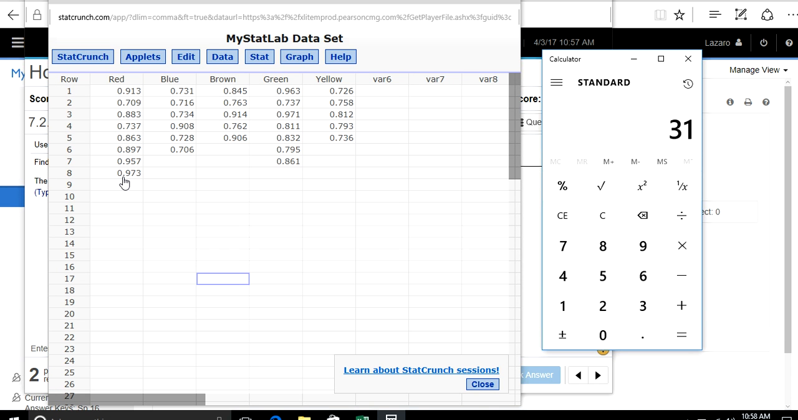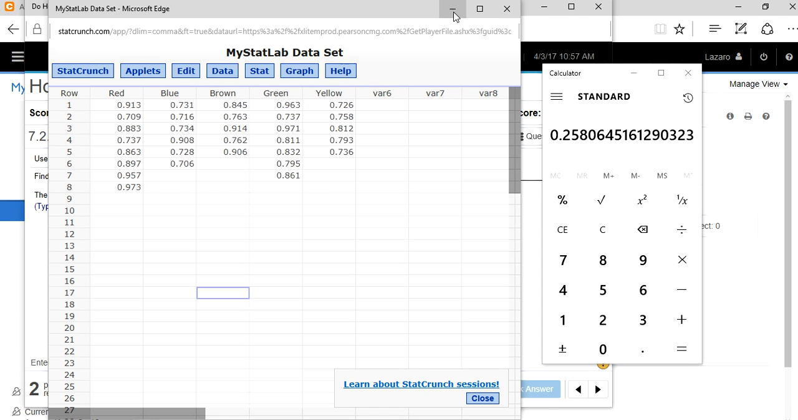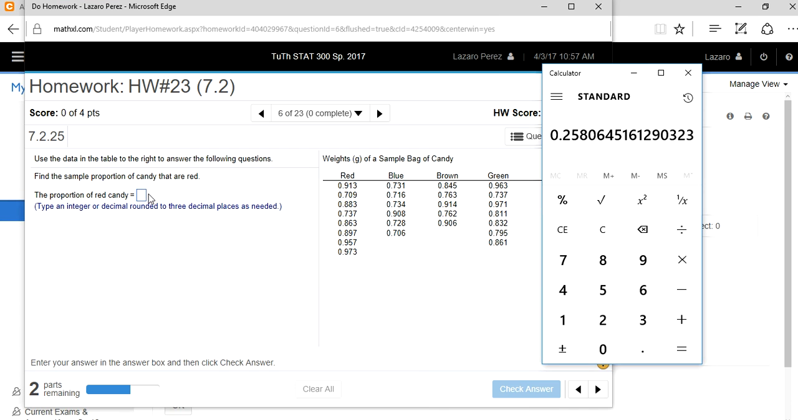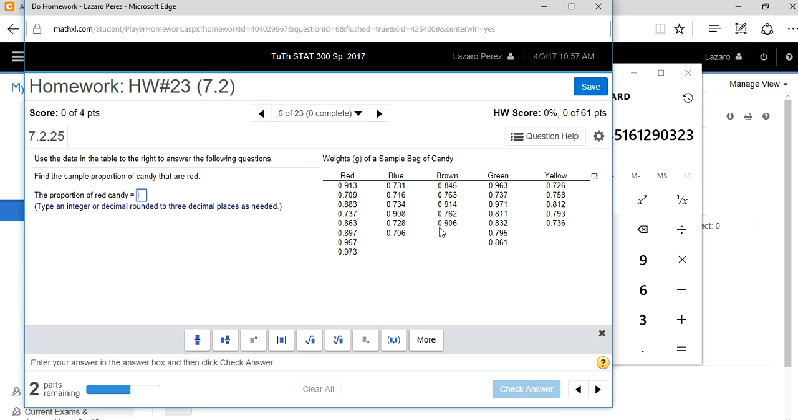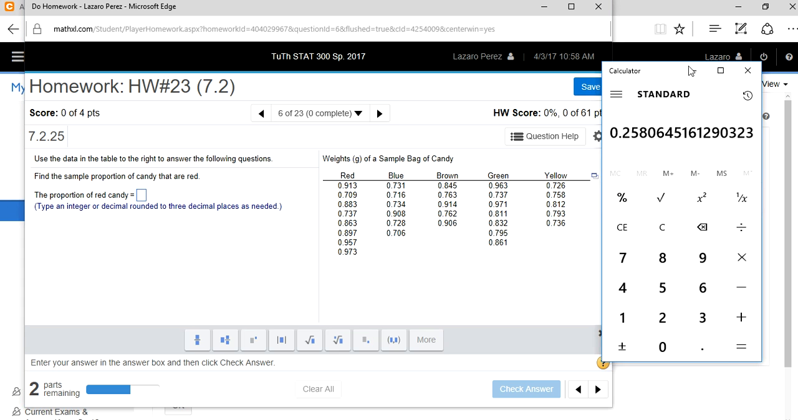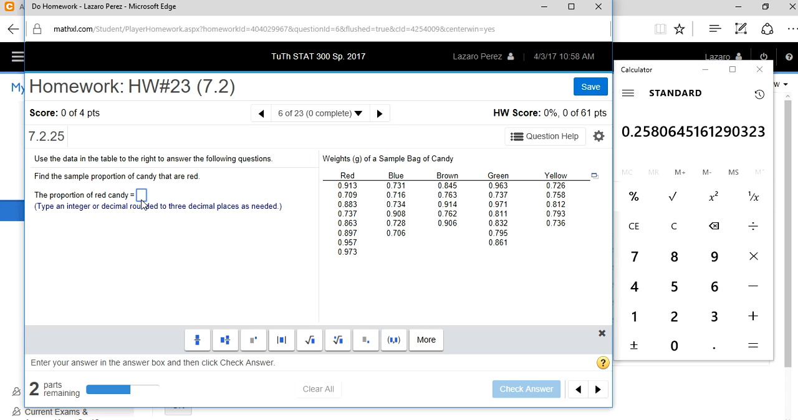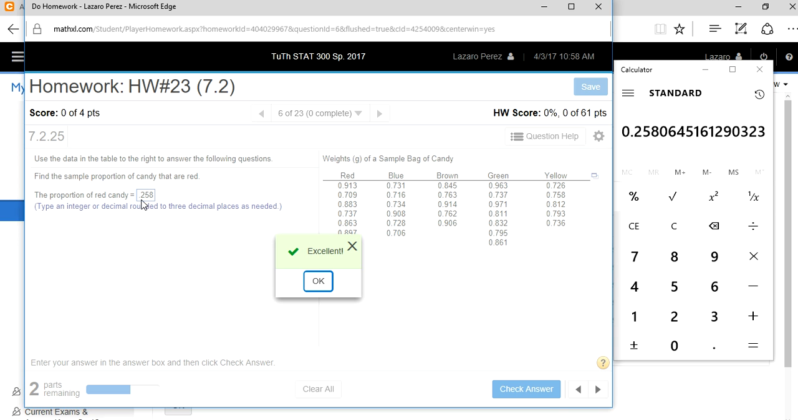So the amount of red candies divided by the total candies. So 8 divided by 31. So 8 divided by, just click it right here. All right, so that will be our proportion of red candy. So let's go and put that in. They said 3 decimals. So 0.258 looks good. Perfect.